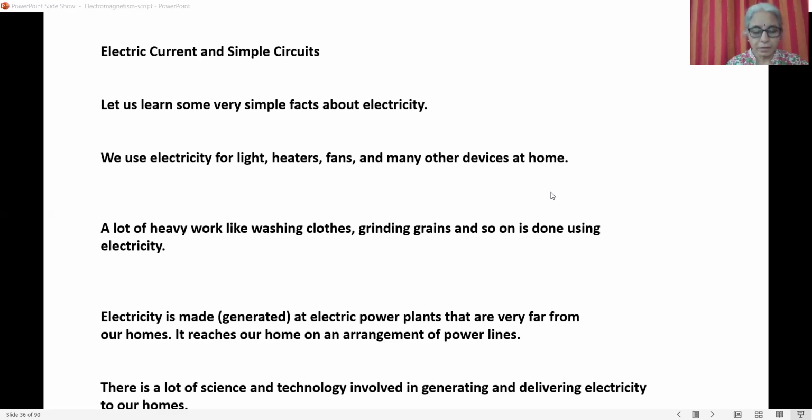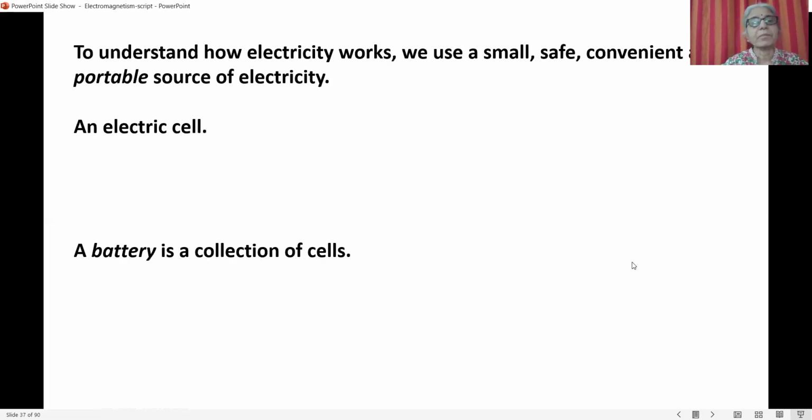So we use electricity to do all our heavy work, grinding grains, lifting water to a height, and everything else. Electricity is generated at an electric power plant, and it reaches our homes on power lines, which are thick wires arranged on supports. So there's a lot of science and technology involved in generating and delivering electricity to our homes. We will learn some of it here.